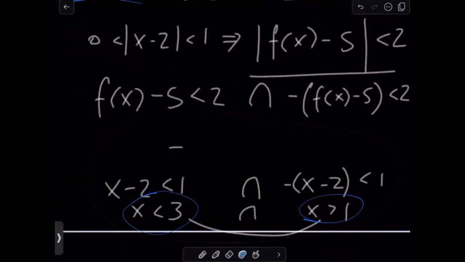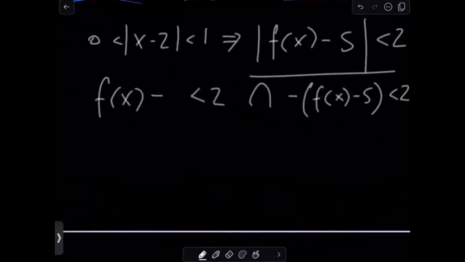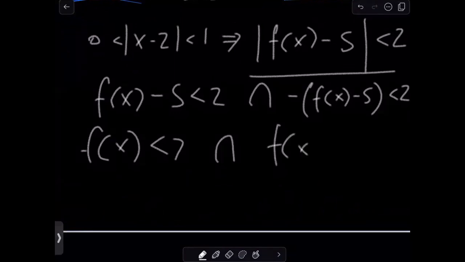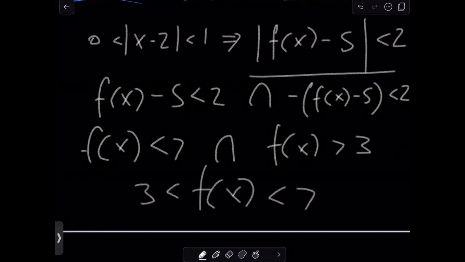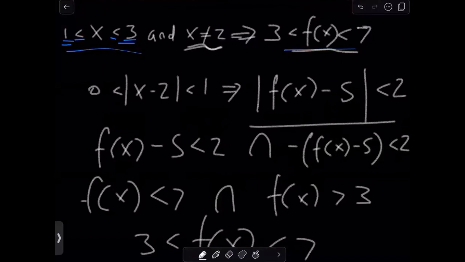Let's get this out of the way first, make some space. Okay, let's solve this one here. Because of the 5 there, we're going to have f of x less than 7. And if we had to solve that one, f of x minus 5 greater than minus 2. Take the 5 over onto the other side, we're going to get greater than 3. So you combine them and you get what you started with. f of x has to be greater than 3 and less than 7. Okay, so that's what we have there.